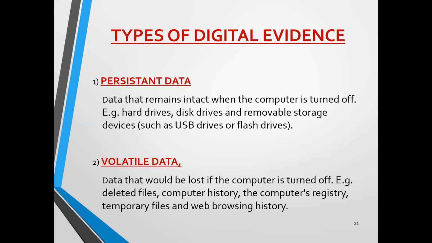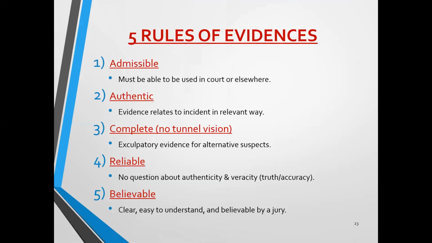So we'll be able to see some tools that can help us to track some of this volatile data. And there is software we're going to look at for volatility data. Next, we want to see our 5 rules of evidence. Evidence must be admissible. It must be able to be used in court or elsewhere once it's well preserved. We've seen it should be authentic as part of its requirements. It should be related to an incident in a relevant way.